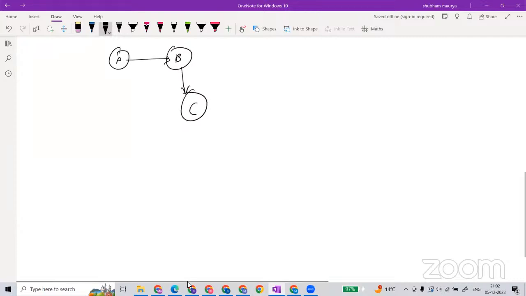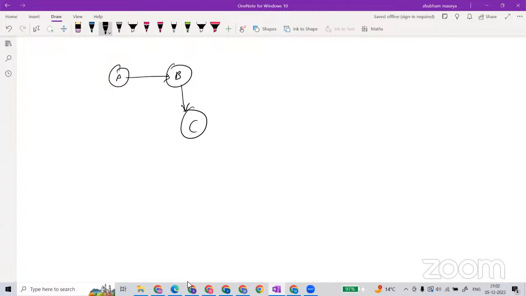Sir, is graph theory coming under topology? I just have a general question. Not topology, okay. Topological sorting is there.